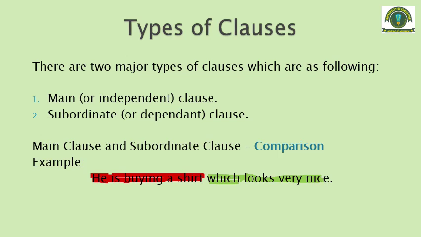It means the first sentence, he is buying a shirt, has cleared its meaning, cleared its concept, but the other one has not cleared its meaning. So we call it an independent clause and we call it a dependent clause. Fine? Interesting?